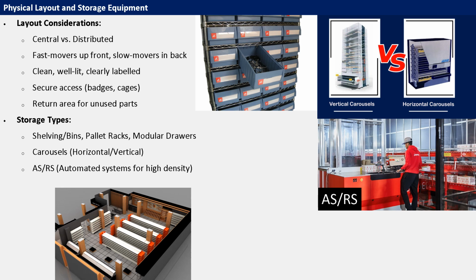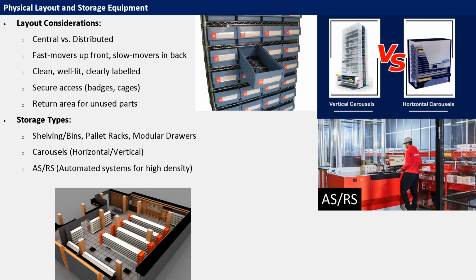Adequate lighting and cleanliness improve visibility and safety, while access control mechanisms like locked cages or badge scanners ensure that only authorized personnel can retrieve inventory. A dedicated area should exist for returns, where unused parts from completed jobs can be inspected and reshelved or quarantined as necessary. Storage equipment varies based on item size, value, and frequency of use.